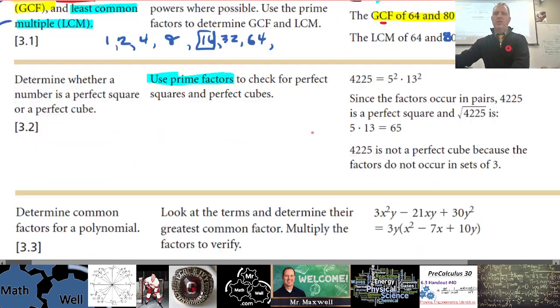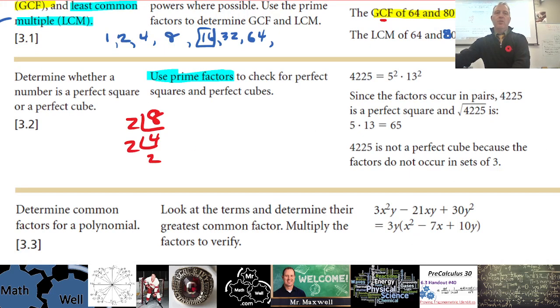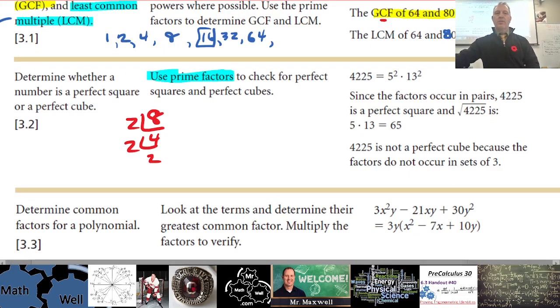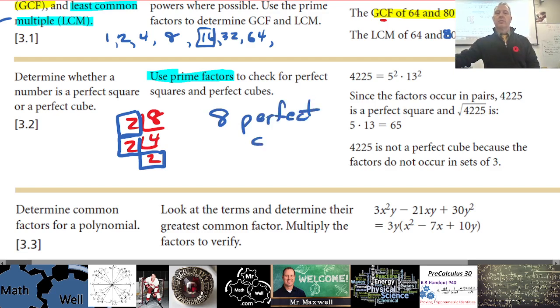A perfect cube, like 8, okay? So divided by 2, divided by 2. Look at this. If you can split all of the factors into 3 identical groups, in this case, a single 2 is in each group. All of the factors are accounted for, and each group is identical. That means 8 is a perfect cube.